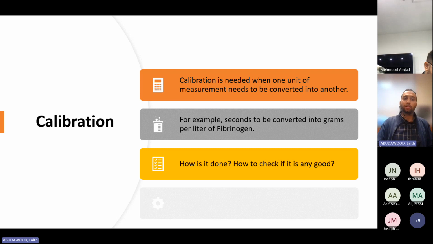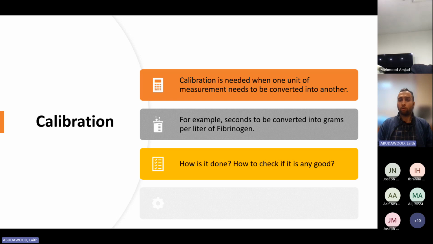Calibration is very simply a process of converting one unit that I have measured into a different unit. Meaning, I, for example, have measured my APTT in seconds. I need to convert these APTT readings into factor 8 concentration, for example. Factor 8 concentration is reported in percent. APTT is reported in seconds. So these are completely different units. How can I link these two units?